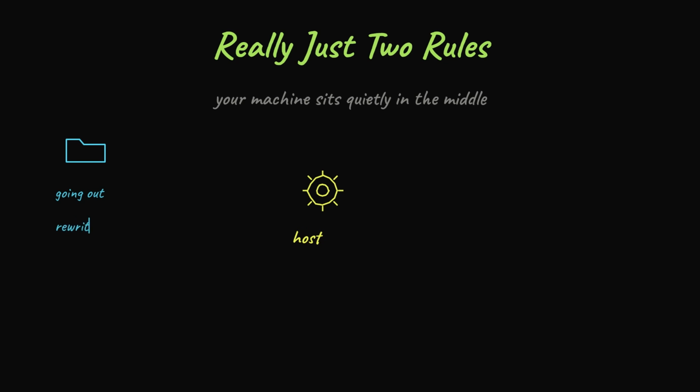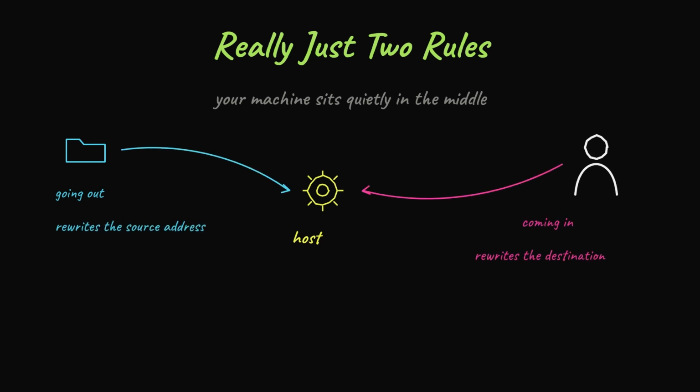It's really just two rules running under the hood, one that rewrites addresses going out, and one that rewrites addresses coming in, and your machine sitting quietly in the middle handling both directions.